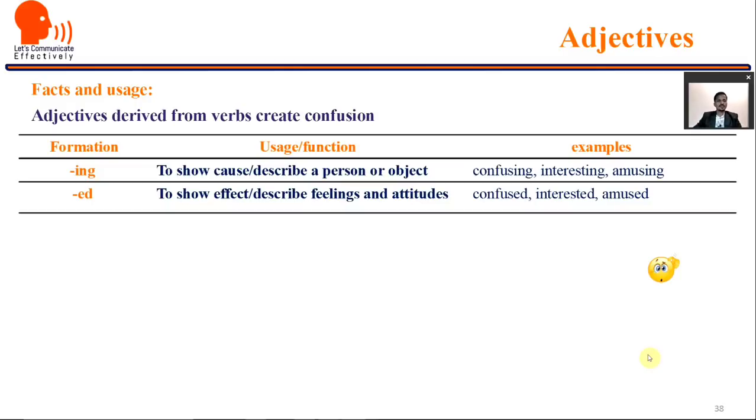Facts about the adjectives. Sometimes some of the adjectives are derived from verbs and they create confusion. Adjectives made from verbs using ing are used to show cause or describe a person or object, for example, confusing, interesting, amusing. And the adjective derived from a verb adding ed is used to show effect or describe feelings and attitude. For example, confused, interested, amused.